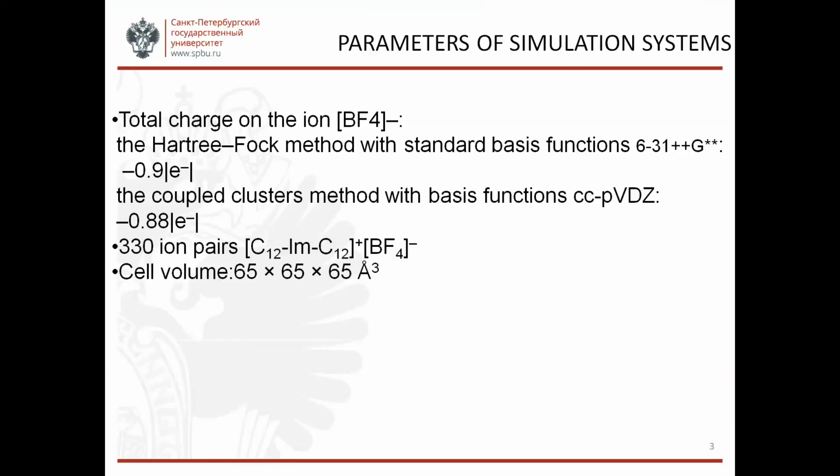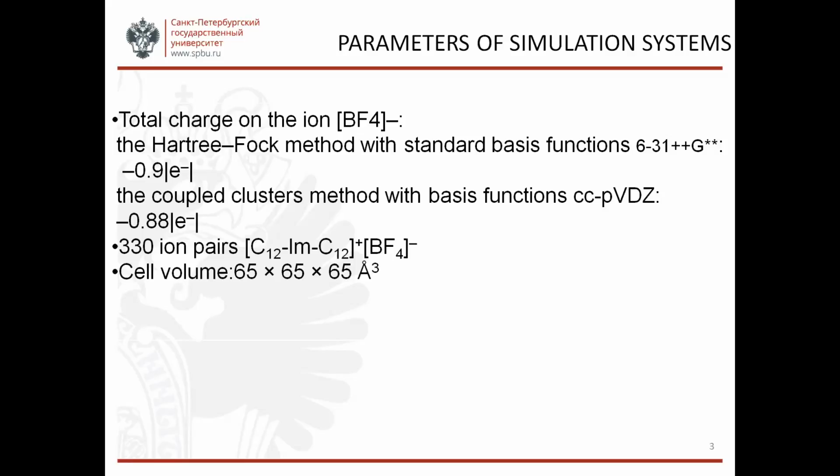To calculate the charge in the system, a simulation was carried out by the method of quantum chemistry in Gaussian 16. Two models were used: the Hartree-Fock method with the standard basis function 6-31++G, and the coupled clusters method with basis function cc-pVDZ. The calculation showed that in the first system, the total charge on the ion is minus 0.9, and in the system calculated using the basis function cc-pVDZ, it is minus 0.88.